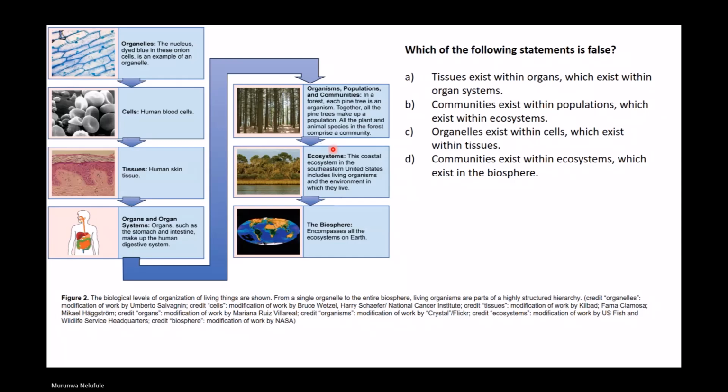A: Tissues exist within organs, which exist within organ systems. B: Communities exist within populations, which can exist within ecosystems. C: Organelles exist within cells, which exist within tissues. Or D: Communities exist within ecosystems, which exist in the biosphere. Which one is false? We did say last week that it's very important.